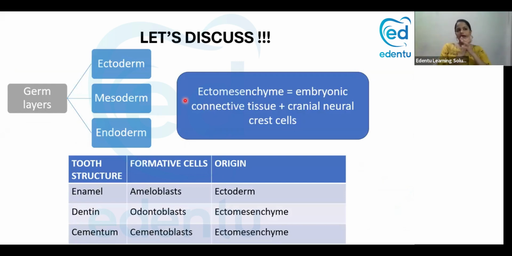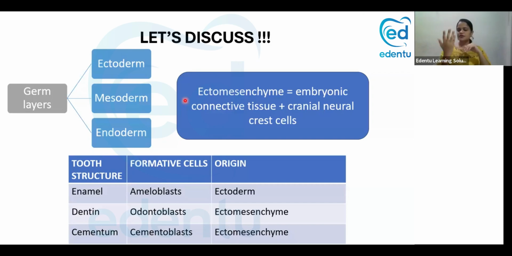And in the case of tooth formation, there is something called the ectomesenchyme. This ectomesenchyme is embryonic connective tissue, not the normal mature connective tissue. To this embryonic connective tissue, a lot of cranial neural crest cells are coming. These are specialized cells that get embedded in the embryonic connective tissue. Together, this embryonic connective tissue along with the neural crest cells is called the ectomesenchyme.